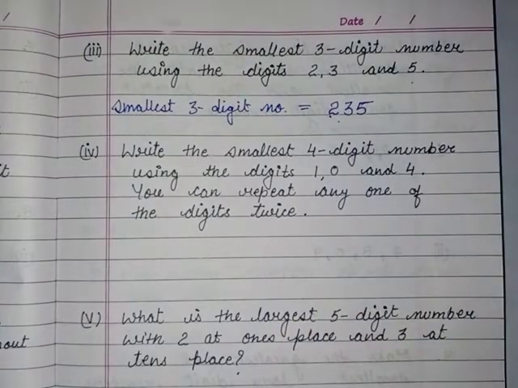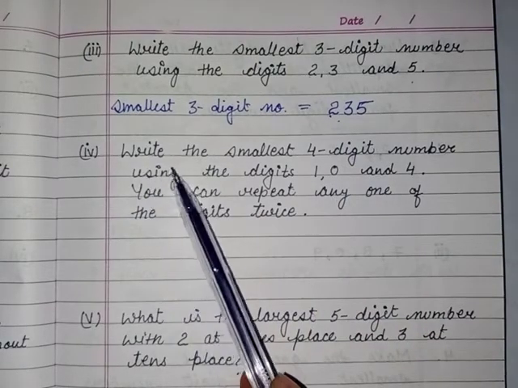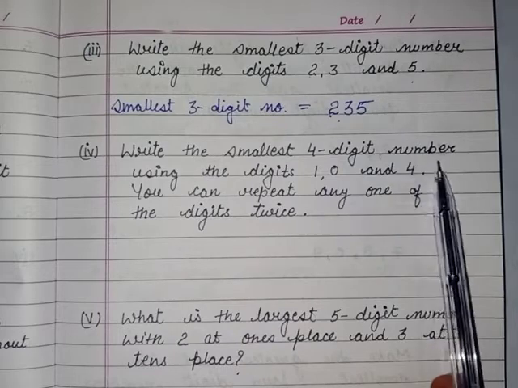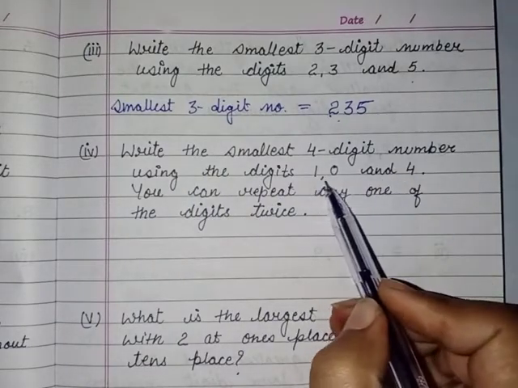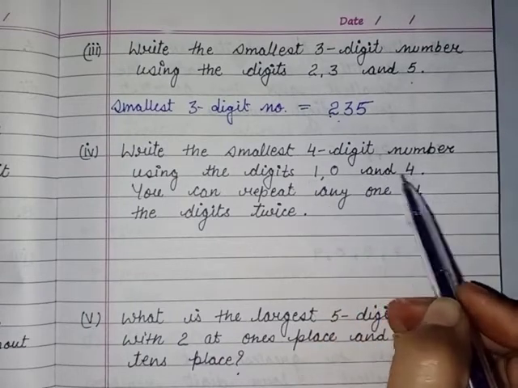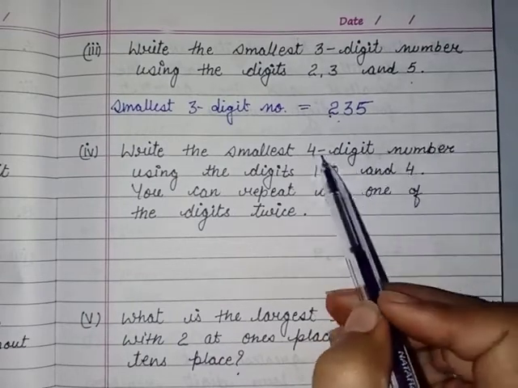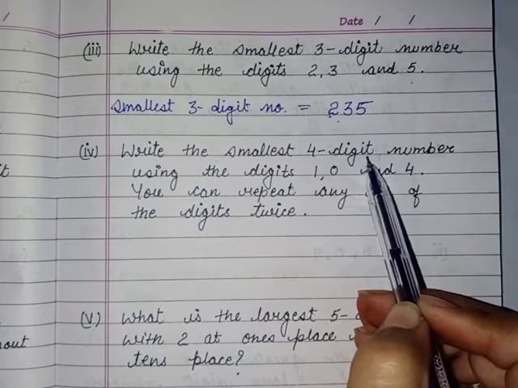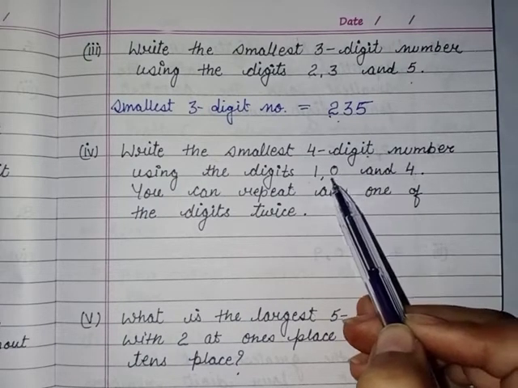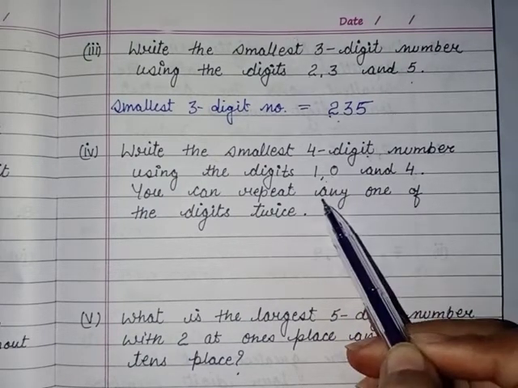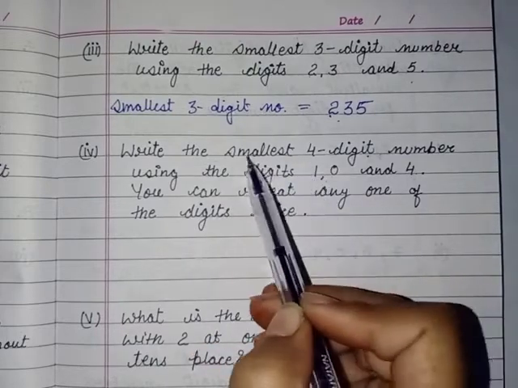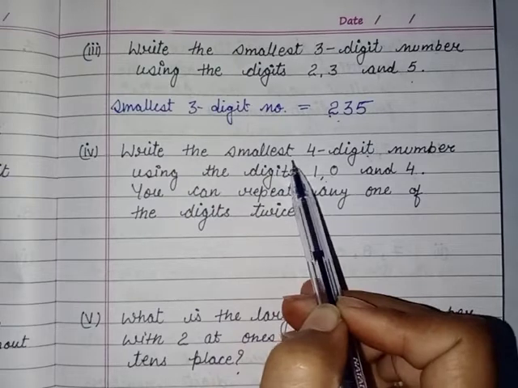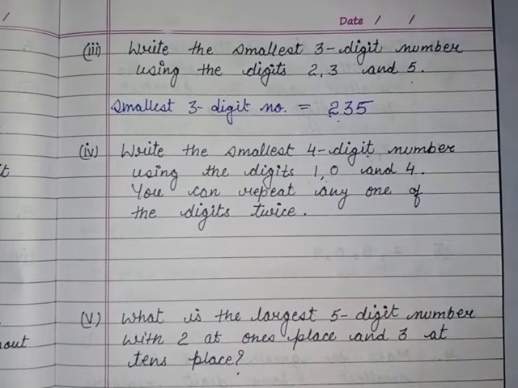235. Next, write the smallest four-digit number using the digits 1, 0 and 4. They have given three digits here. Only three digits are given, 1, 0 and 4, and they are asking to form a four-digit number. So what will you do? You will repeat one digit. Okay, you can repeat any one of the digits twice. You want to form the smallest number, na? So you will repeat the smallest digit.